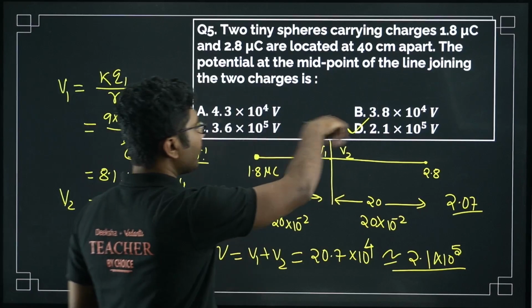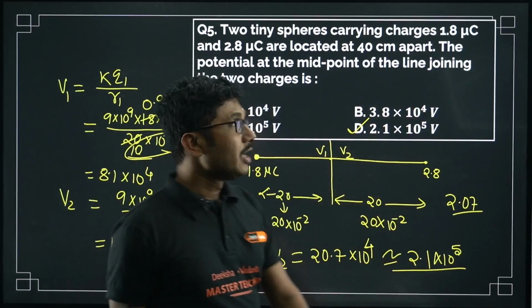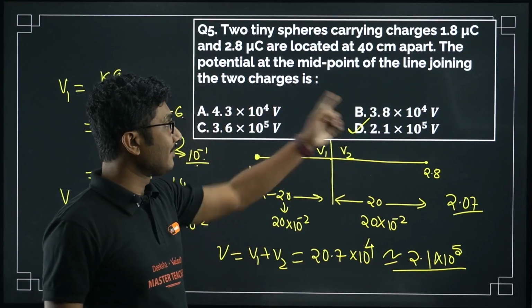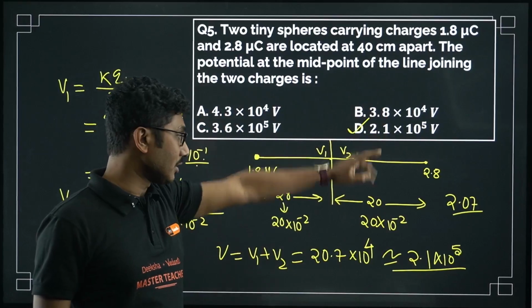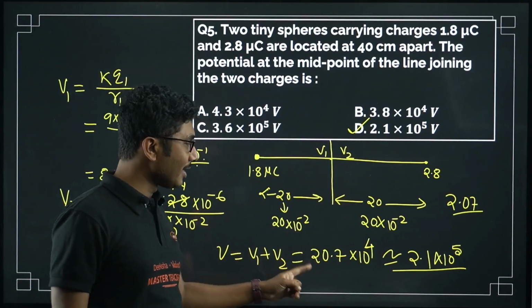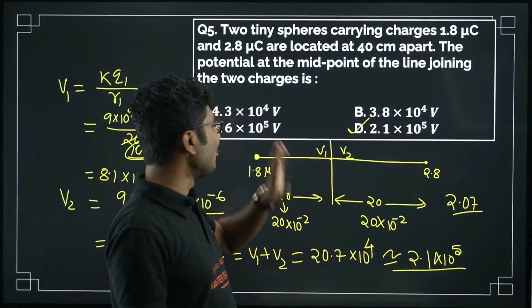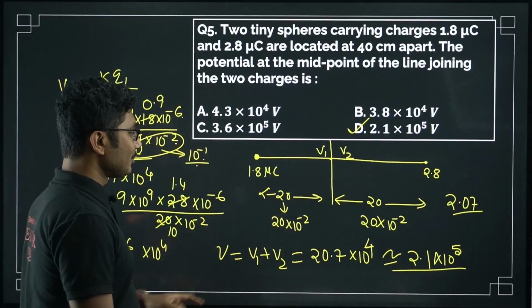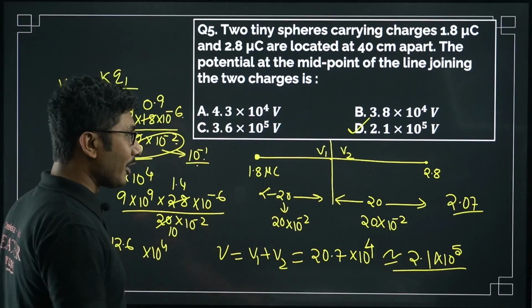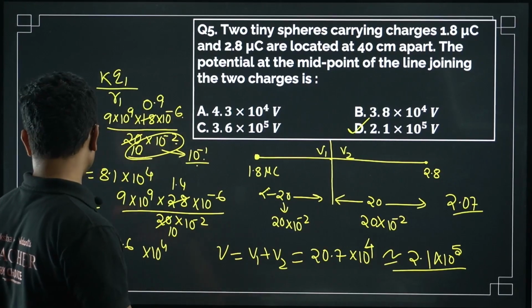Don't be afraid about 10 to the power of 4. You might think, oh, 10 to the power of 4 is given, this is the closest answer. No, this is not the closest answer. 20.7 is nowhere close to 4.3 or 3.8, right? So the answer will be 2.1 into 10 to the power of 5.